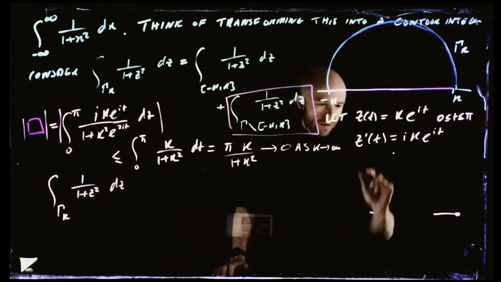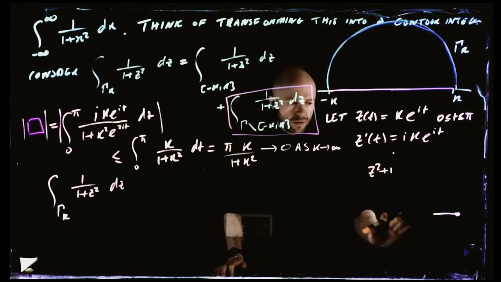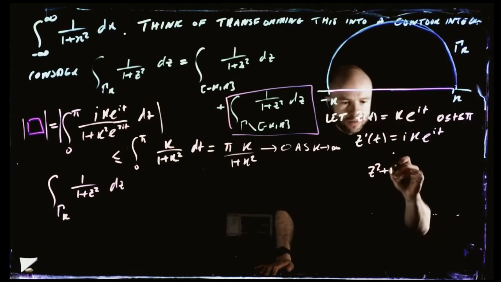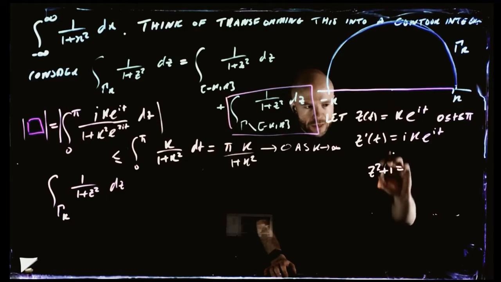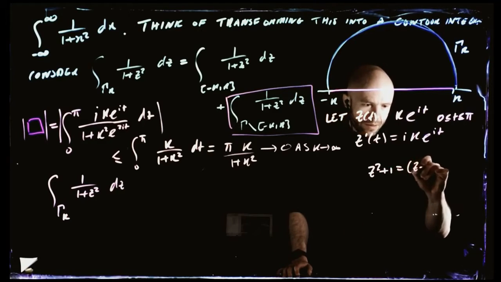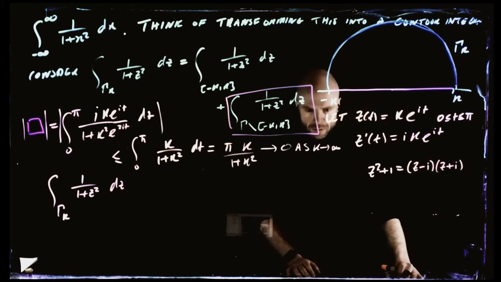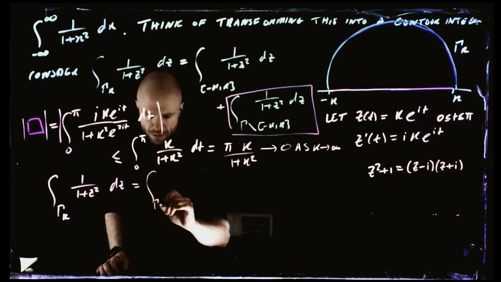So let's try and factor z squared plus 1. How can we factor it? It's a complex polynomial, so we can definitely factor it. That's what we learned. So what are the factors? Yeah. Z minus i, z plus i. Cool. All right. So then this thing becomes this guy.